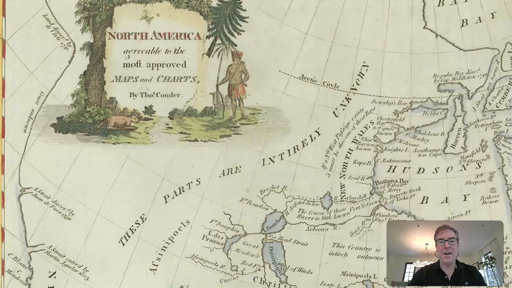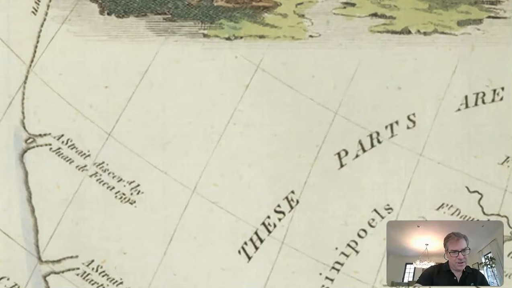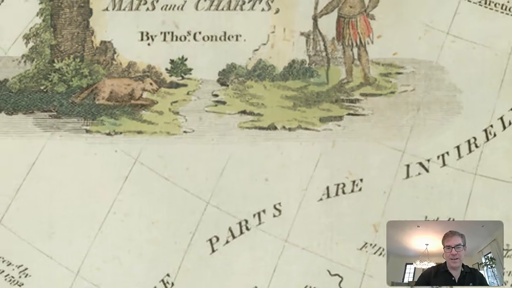And you can see here, they put the logo of the map in the upper left-hand corner of it. You can see here that it still shows a strait, but now we're not seeing Straits of Anian anymore. We're not seeing Straits of De Vries anymore, and we're not seeing the land of Jesus anymore.